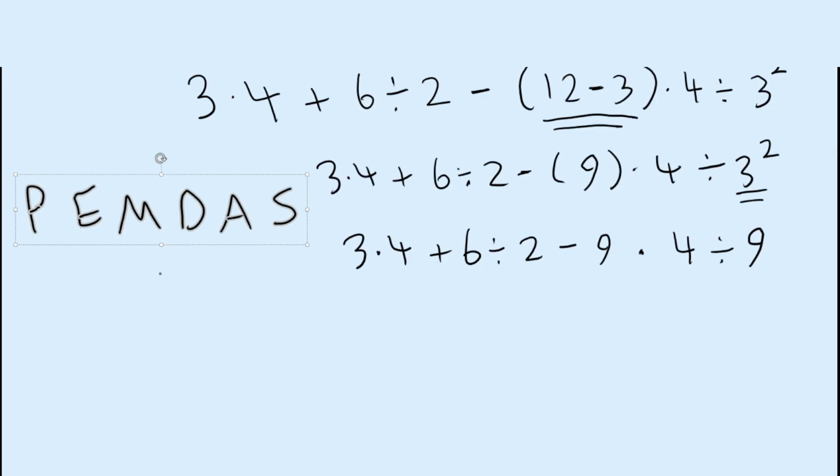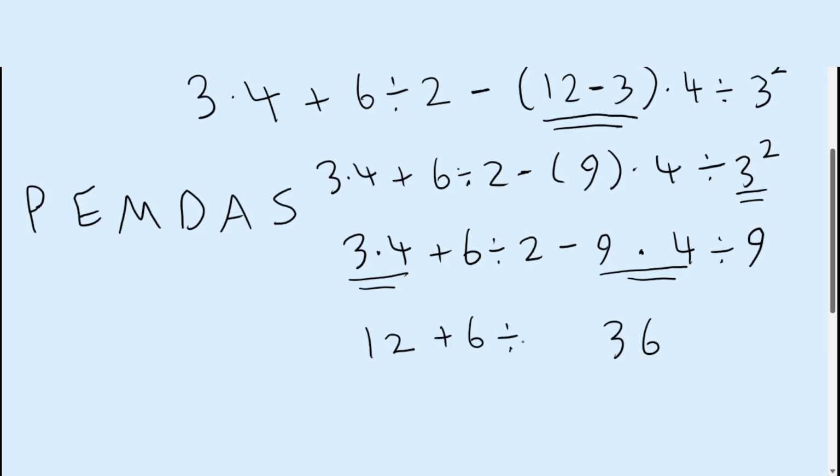Okay, the next letter is M. So M stands for multiplication. So let's look for where we can multiply, and we actually have 2 spots. We have multiplication right here and multiplication right here. So let's do both of them. 3 times 4 is 12, and 9 times 4 is 36. And let's bring everything else down. So plus 6 divided by 2 minus, and then divided by 9.